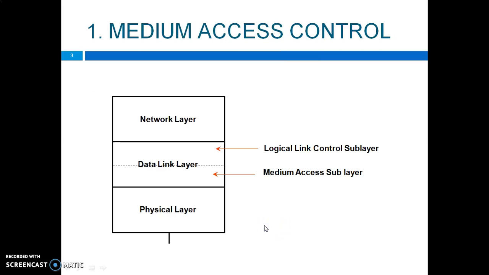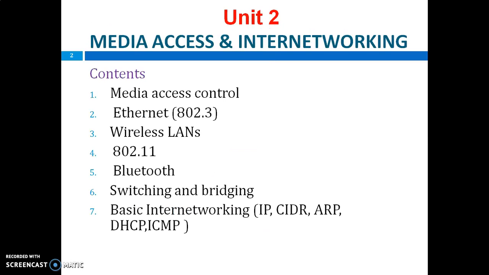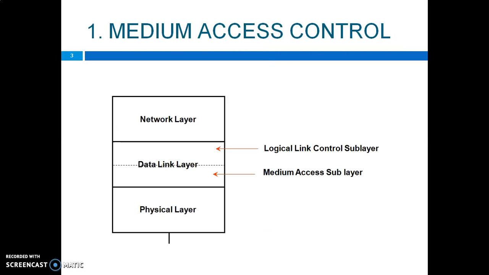So the first topic is media access control. Let us start. This is the partial structure of the OSI layers: layer 1 is the physical layer, then the data link layer, then the network layer, and above it the transport layer and the remaining layers. I already told you this. The media access comes under layer 2, that is the data link layer.